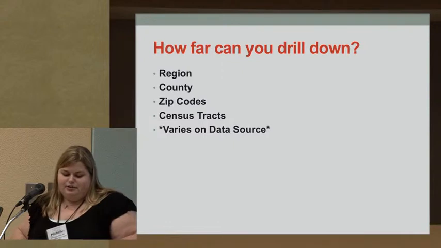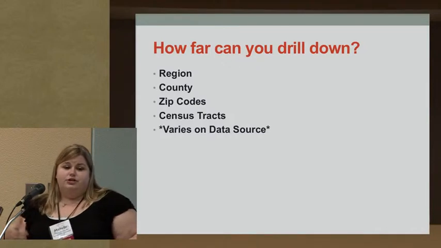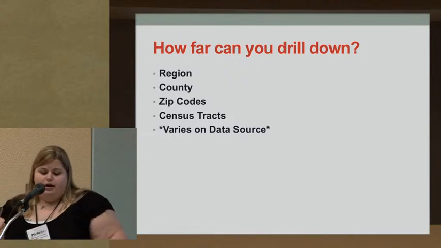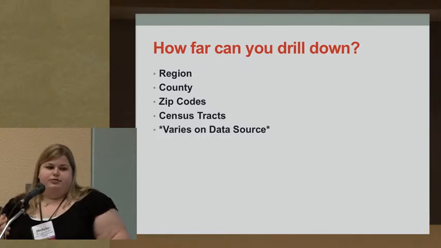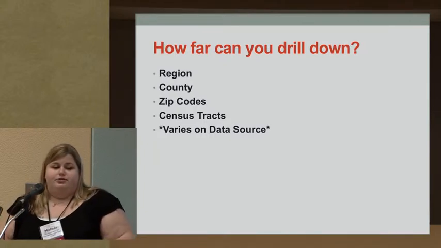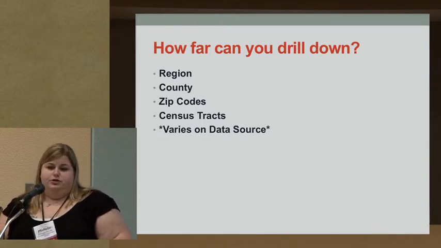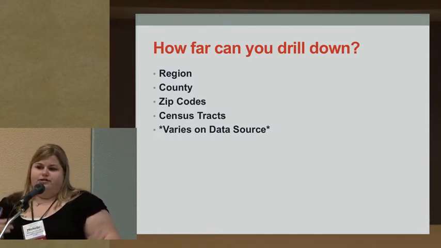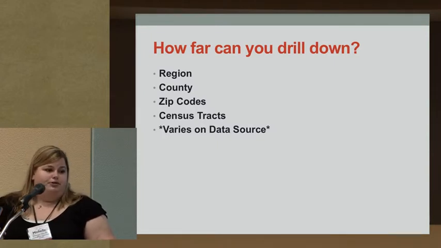And lastly, one of the biggest questions I get is how far can you drill down with these data sources? A lot of times you can actually drill down further than what you find on the website, and you really need to remember that. Sometimes it's regions, sometimes it's counties, sometimes it's zip codes, census tracts, but it really depends on the data source. Like I could tell you with the BRFSS, if there's enough sample size, we can do zip codes in counties and regions. But there's other data sources where you could even maybe do census tracts. So it varies by data source. Don't assume what's on the website is the only thing that you can get. Approach each program individually.